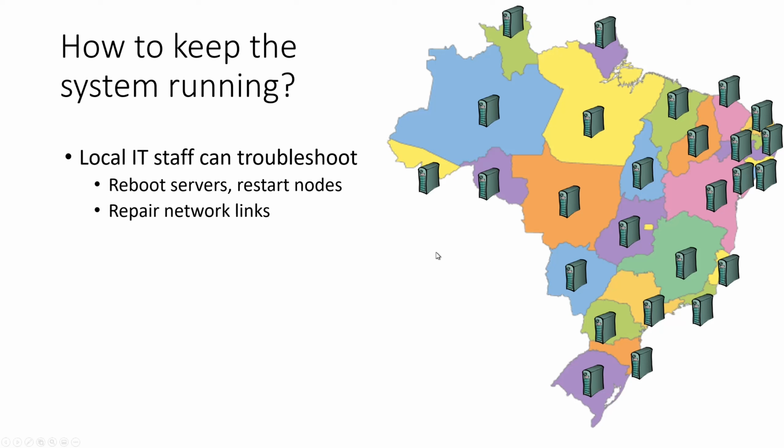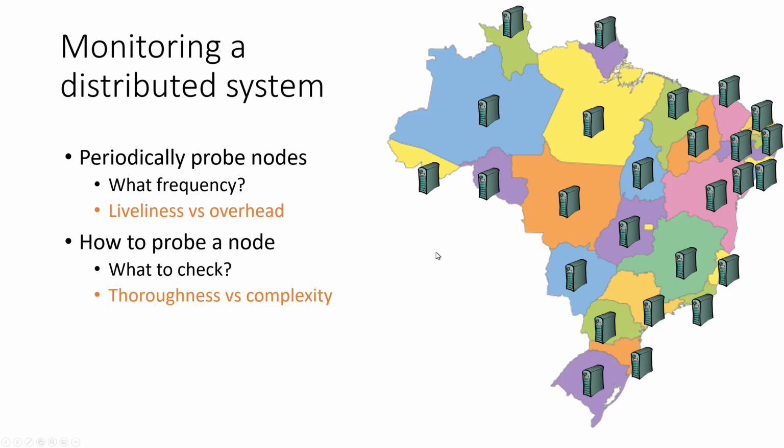So to make the response time faster, what we can do is have an automated monitoring system. And this monitoring system may probe these nodes periodically to identify failures, and when a failure is detected, then we can automatically notify the local staff. There are two things we need to decide here.